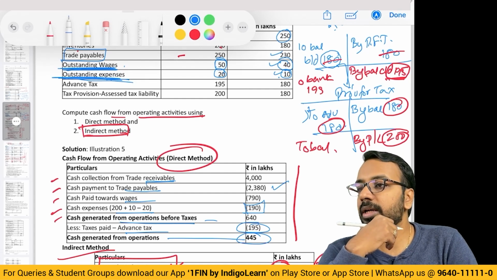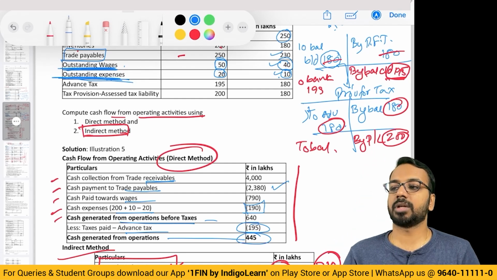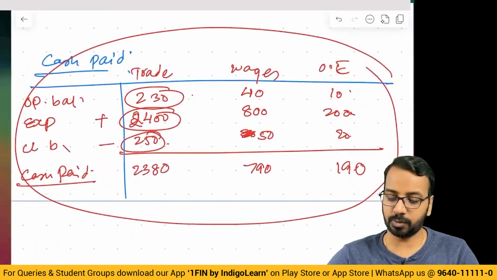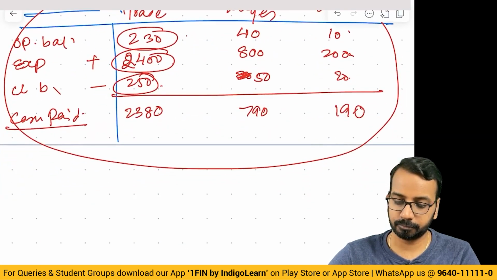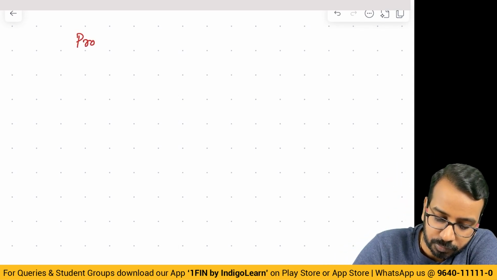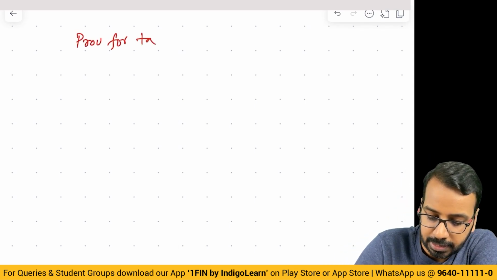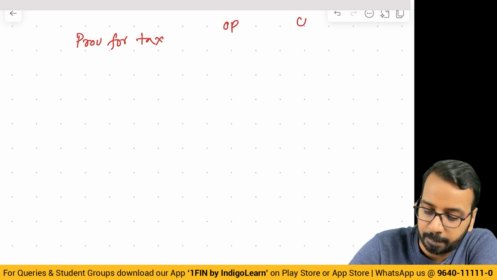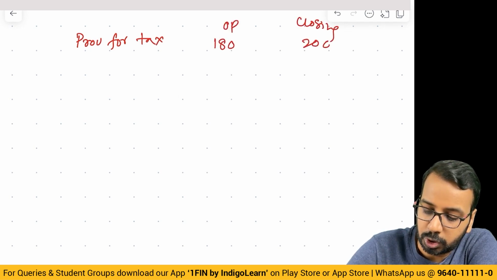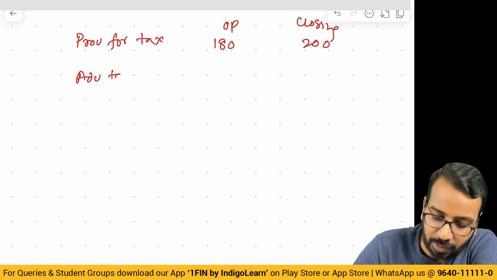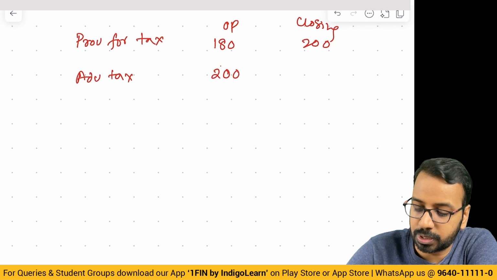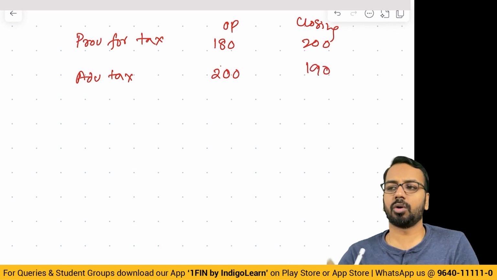Sir, could you elaborate on the adjustment when advance tax and provision values are not matching? Okay, so we will take one example and do that as well. Provision for tax opening 180, closing 200. Advance tax opening 200, closing let us say 190. This could also be a scenario.